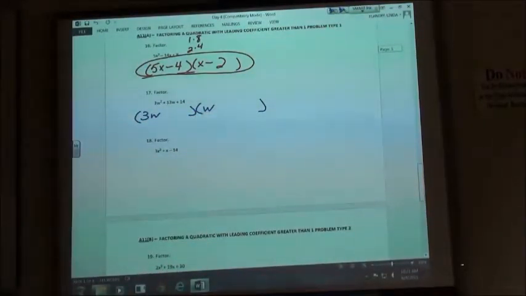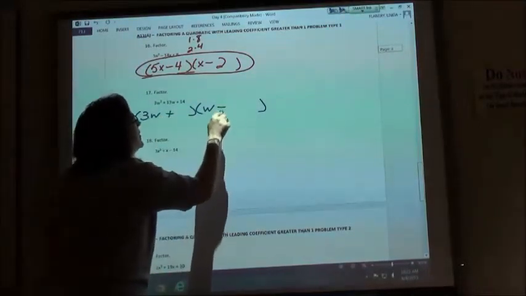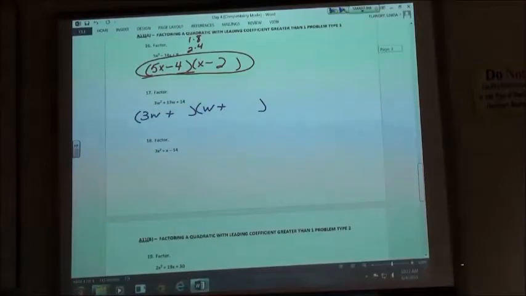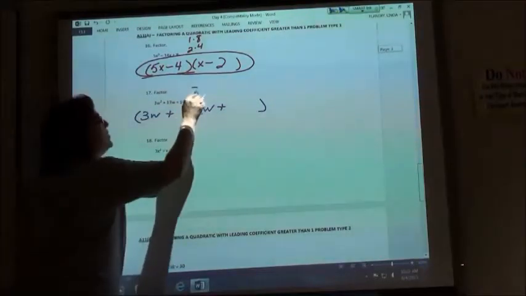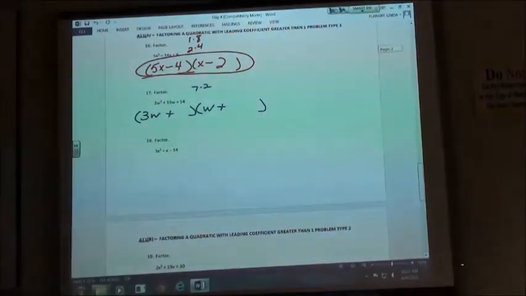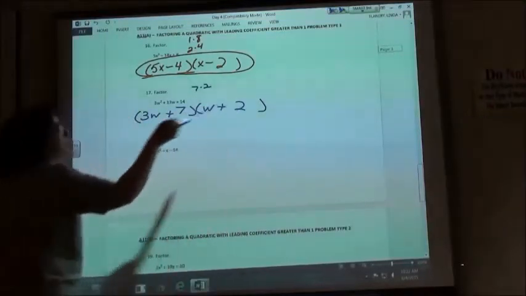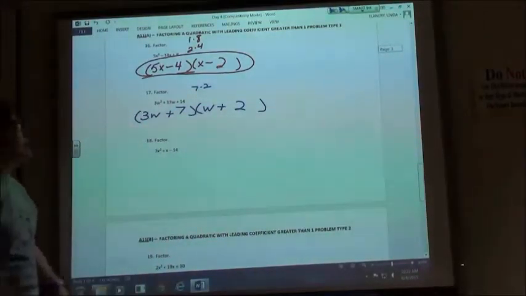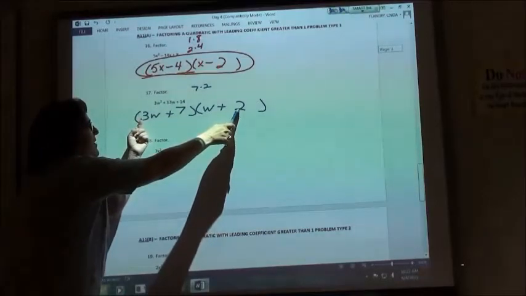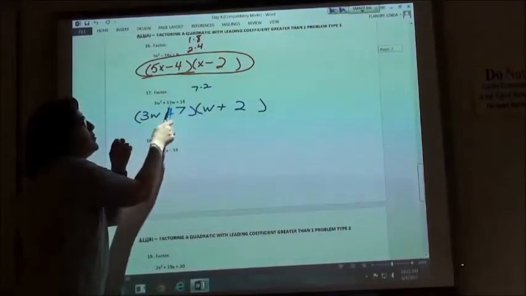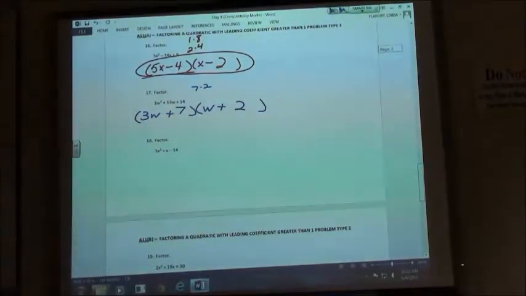My signs, both pluses, plus and plus. Probably the most common pair of factors are 7 and 2 for 14. Which order would I want to put them in order to get 13 in the middle? The 7 first and then the 2, because you wouldn't want to take 3 times 7, that'd be way too big. Checking it, 6w plus 7w, sure enough, is 13 in the middle, so I've got my right pair.